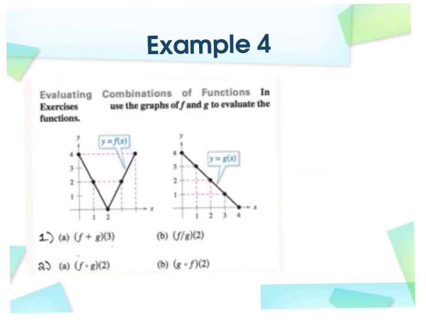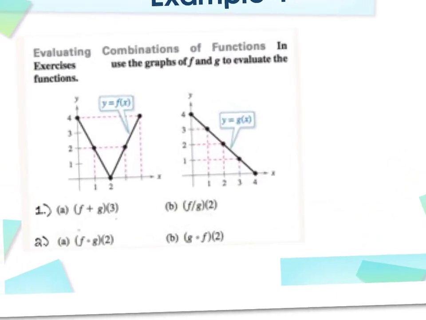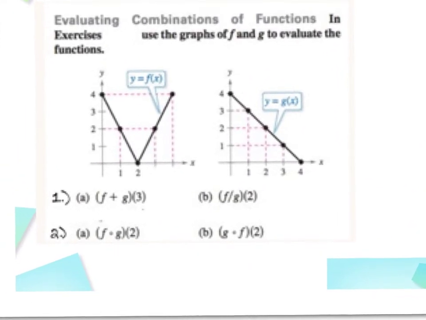Alright, for this example, what we're going to do is look at these graphs and evaluate. So here, we're going to find f of 3 first. And f of 3 is this point here. My output is 2. And then we're going to find g of 3. And if you look over here, g of 3, the output is 1. This problem is telling me to add them together. So I'm going to do 2 plus 1 and we get 3.